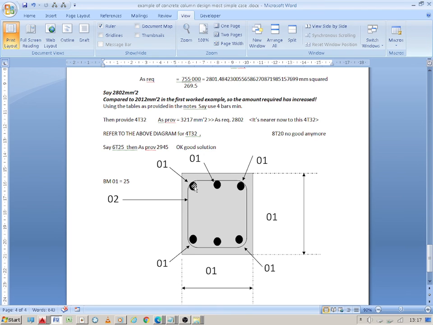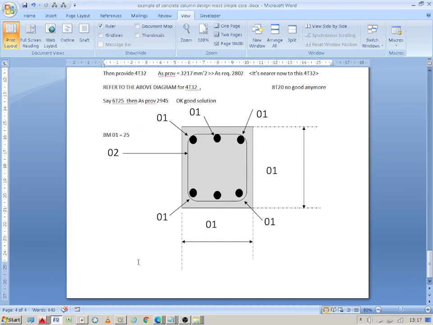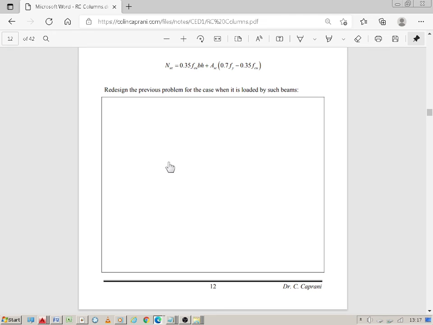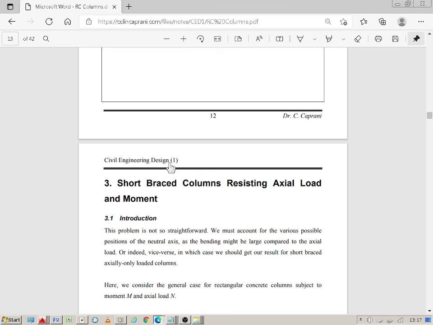Okay, so it would look like this: 1, 2, 3, 4, 5, 6. I think that's another solution. I'll double check that it's looking okay. So that completes section 2. In the next video we're going to move on to short braced columns resisting axial load and moment.